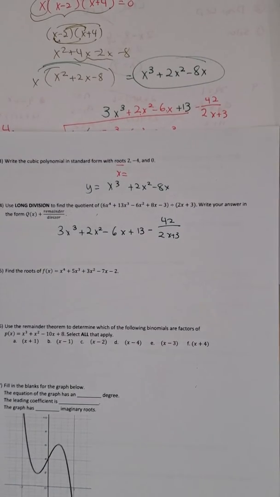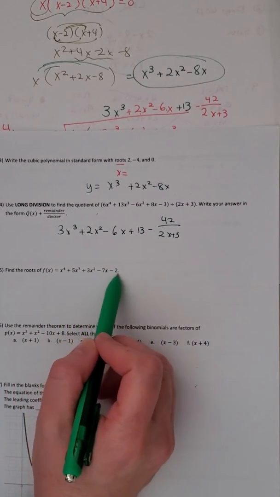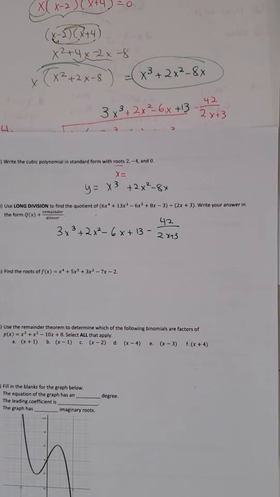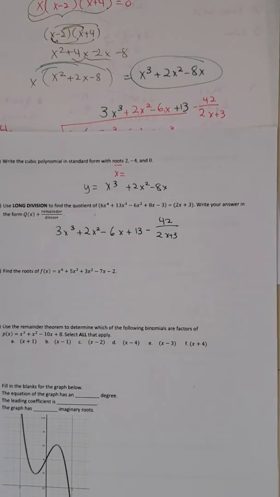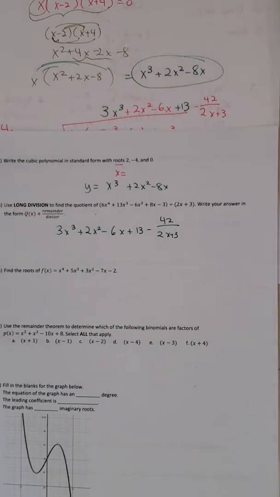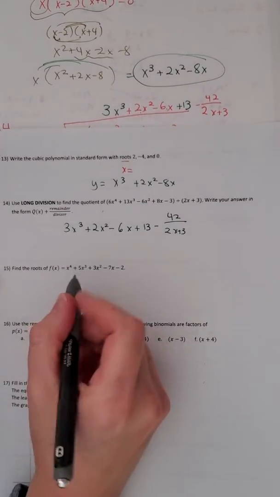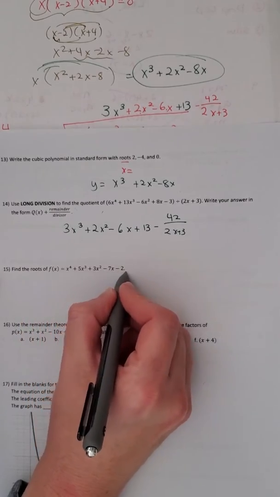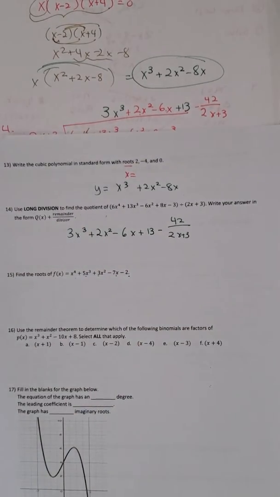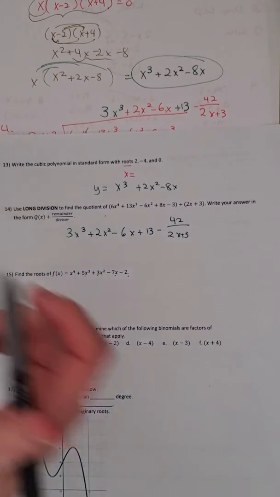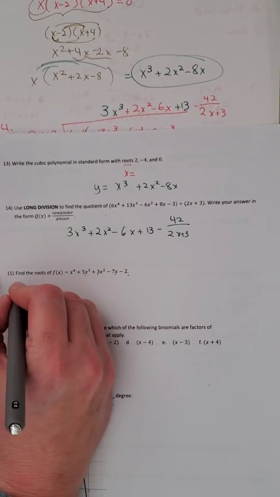All right, we're going to find the roots of this polynomial. So it's a degree 4 polynomial, so it should have 4 roots. Okay, so we could try to factor, but there's 1, 2, 3, 4, 5 terms, so we can't factor. So we could only use the rational roots theorem.